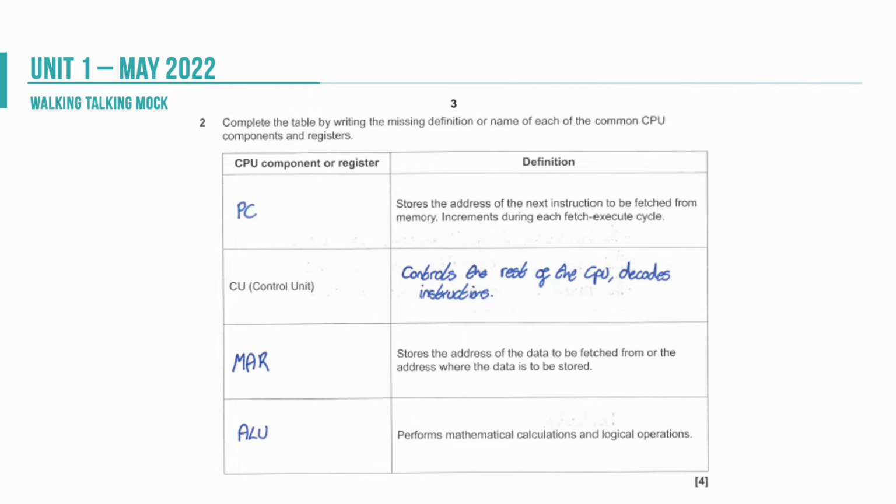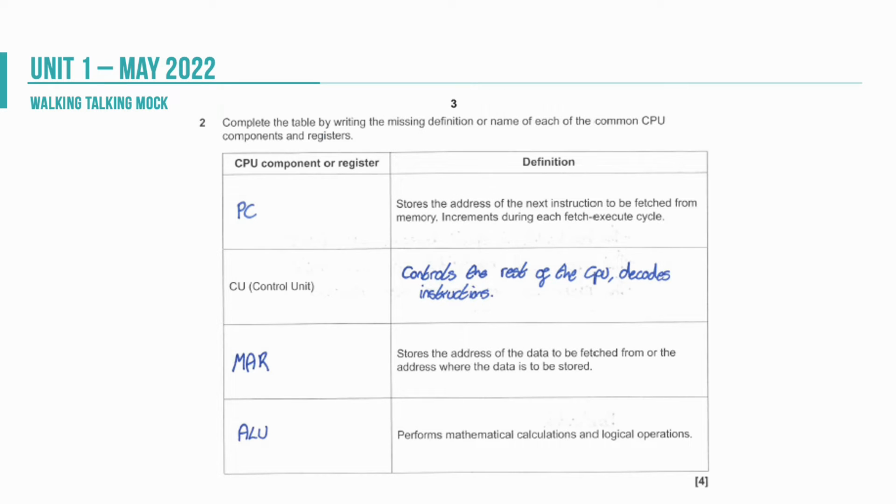We've got the program counter, the memory address register, and the arithmetic and logic unit down the left-hand side. The control unit, you need to have something there around controlling the rest of the CPU, organizing or giving the instructions to the rest of the CPU. It also decodes instructions. You only actually need one of those 2 points there, the control element or the decoding instructions. Either of those would get you the mark. Again, you could have a look through the mark scheme because there are other answers acceptable, but that for me is the easiest way of answering that one.